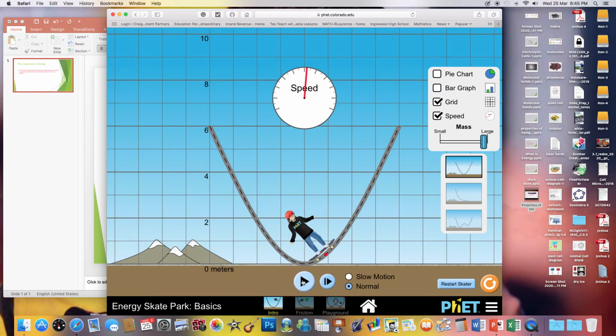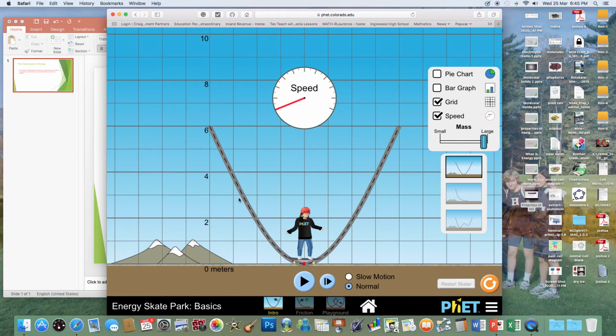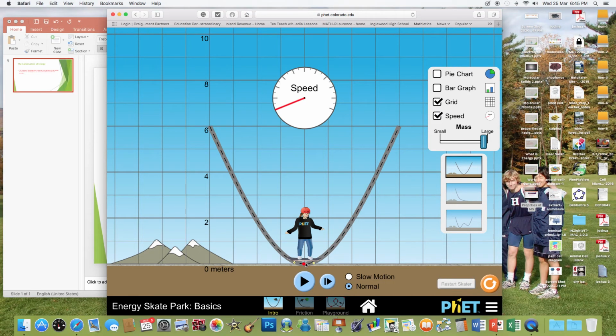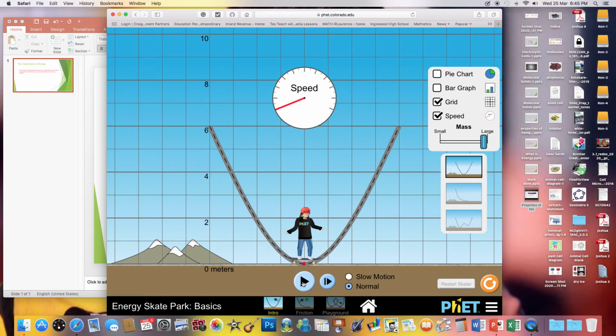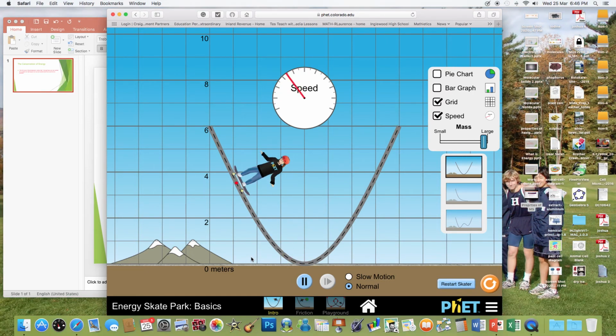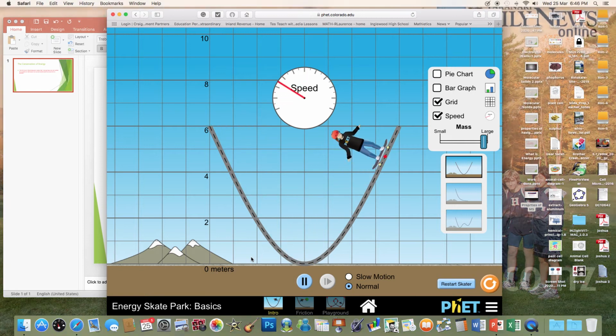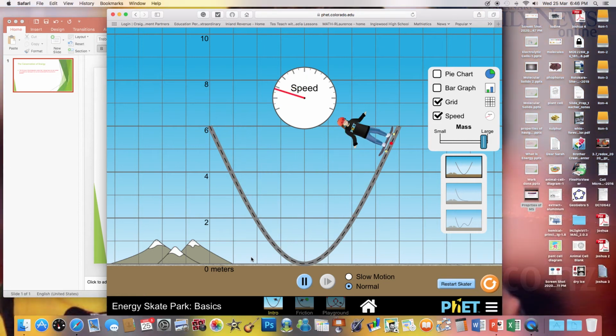So as he goes down the ramp and we bring him back here, that's where all the potential energy he had here will be converted to the maximum kinetic energy that he has there. And then as he goes up the other side, the kinetic energy is going to be converted back into gravitational potential energy again. So if we put him back up here, you can see that he reaches a maximum speed, and therefore his kinetic energy is maximum at the trough here.